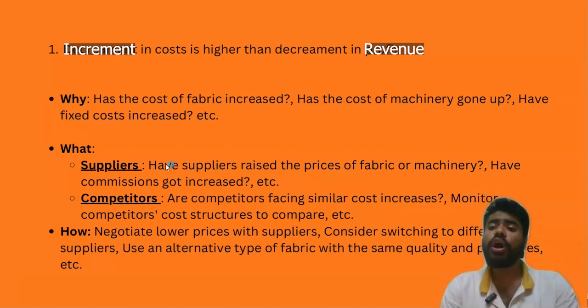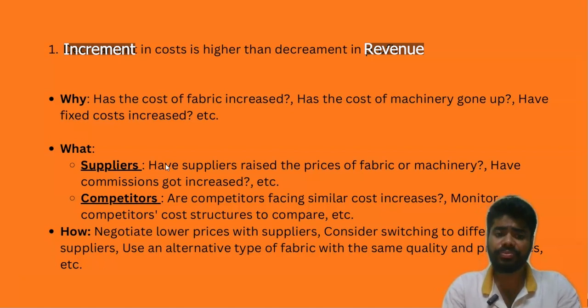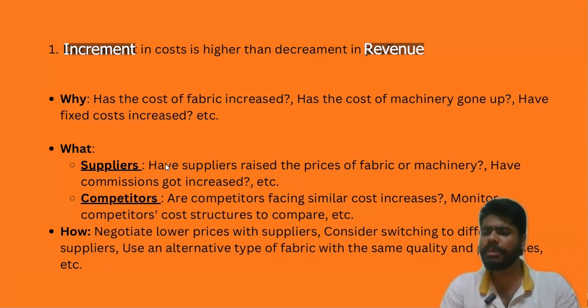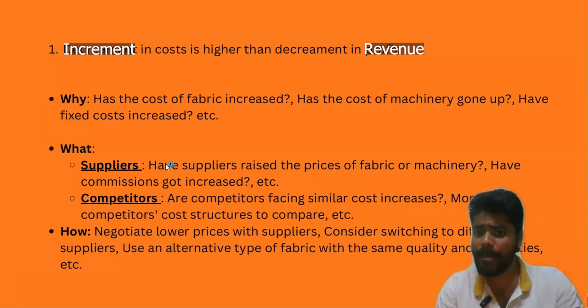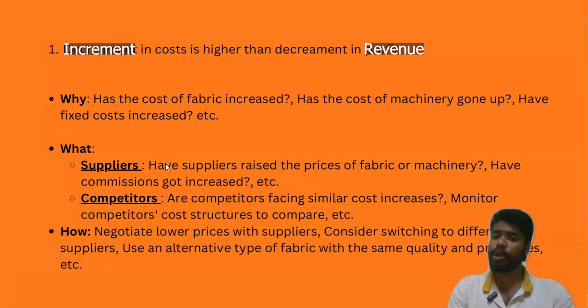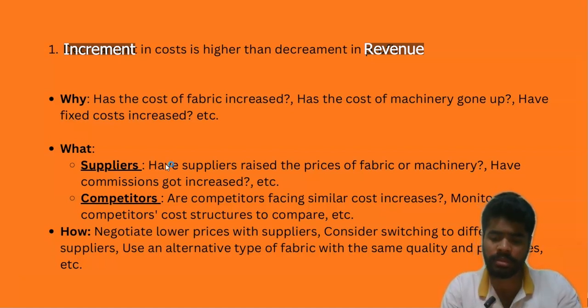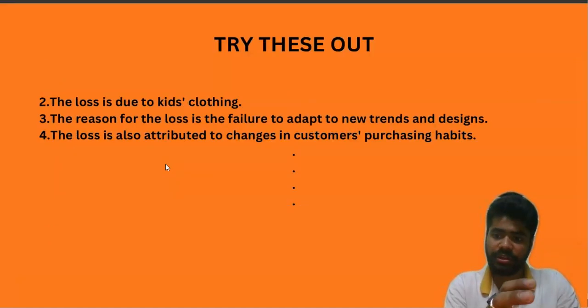And how will you reduce the cost? Negotiate lower prices with the supplier. Consider switching the supplier itself if he is not listening to us. Use an alternate type of fabric which has the same quality and properties but less cost, right? Less expensive than that, right? Think about all these solutions. After this video, try this out.